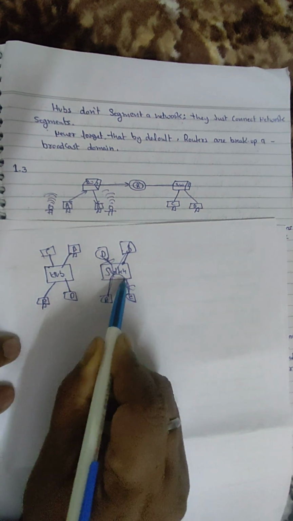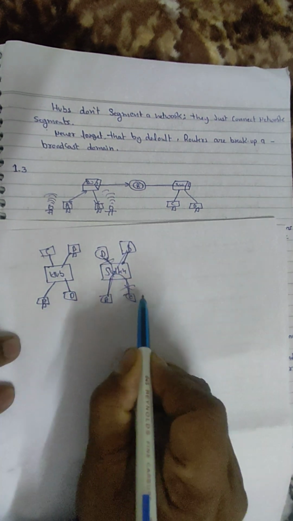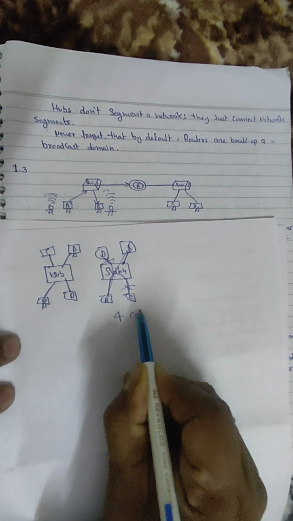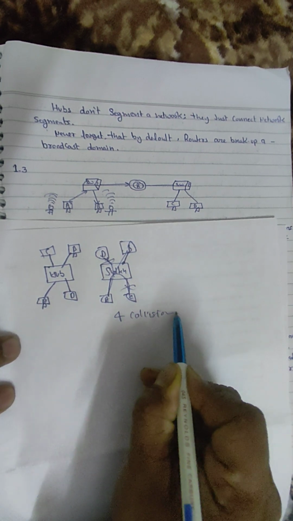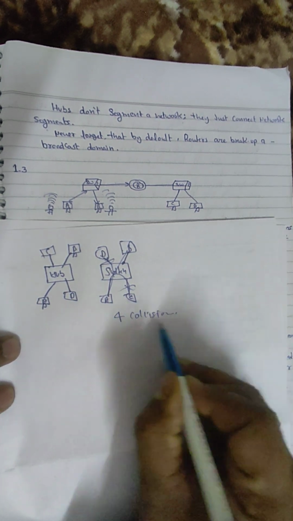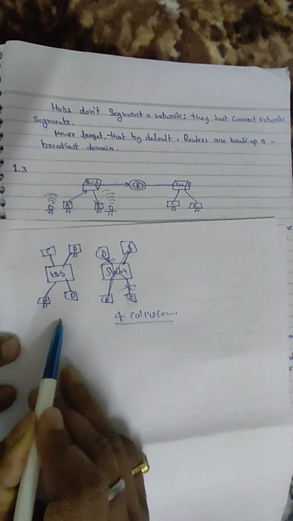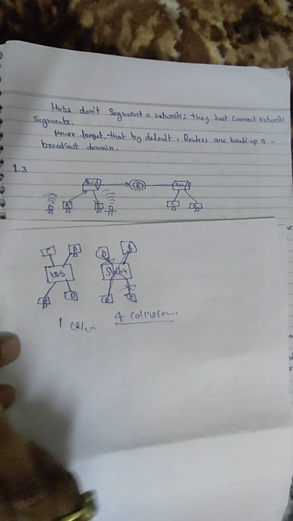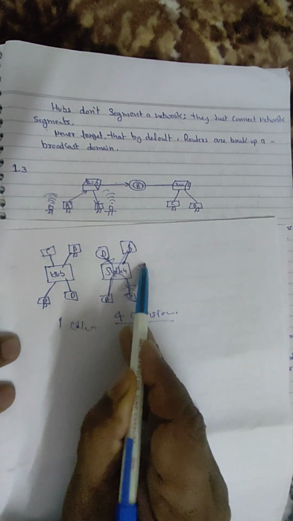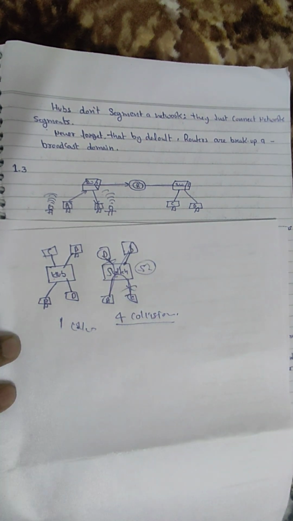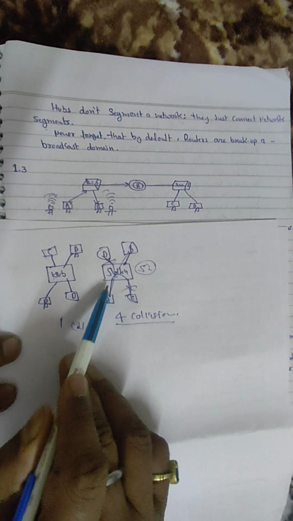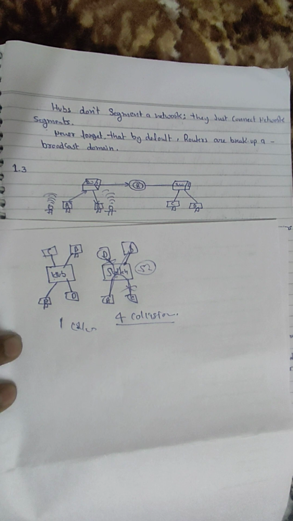Here, like this, a switch has 4 interfaces, then 4 collision domains here, but a hub has only 1 collision domain. If a switch has 52 ports, then 52 collision domains, and a switch breaks the collision.